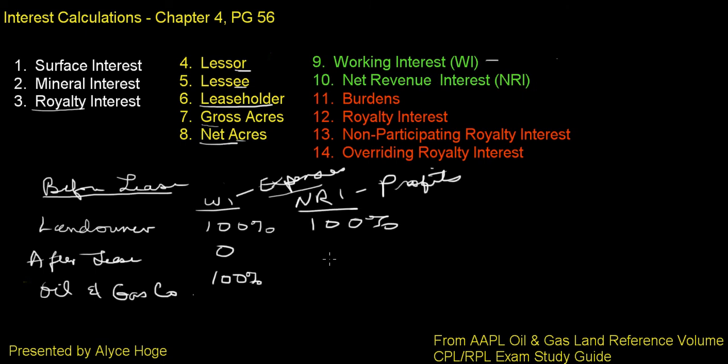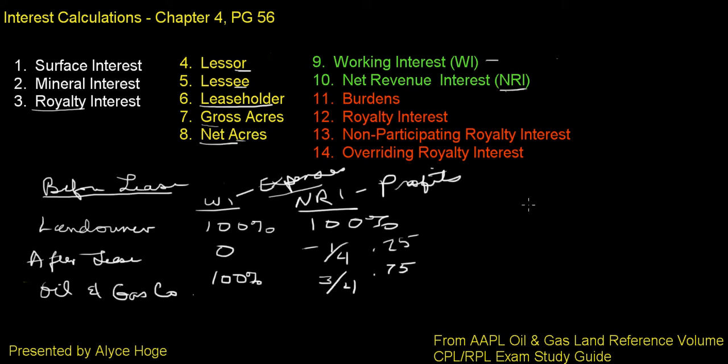The net revenue interest then would be whatever the oil and gas company granted them. Let's say they granted a 1/4 royalty. In that case, the net revenue interest for the landowner would be 1/4, and the net revenue interest for the oil and gas company would be 3/4, or 0.25 and 0.75. So it depends on what royalty interest was granted in the lease to determine the net revenue interest.